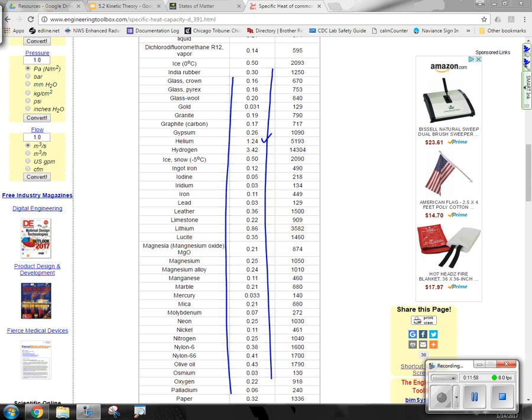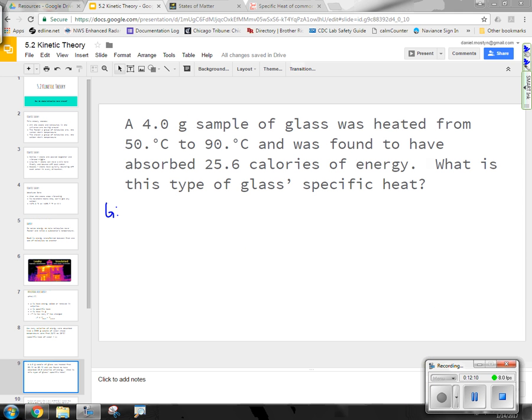You might see that this website has 3 different kinds of glass, and each one has a different specific heat. So let's figure out what type of glass we're working with in this problem. We're given that we have a 4-gram sample. That's the mass. We're also given the temperature change, delta T, which is the final minus the initial temperature. The final temperature was 90, and the initial temperature was 40. So 90 minus 40 is 50. We also know how much energy was absorbed, so we know Q is equal to 25.6 calories.